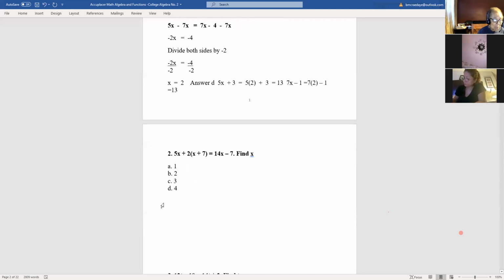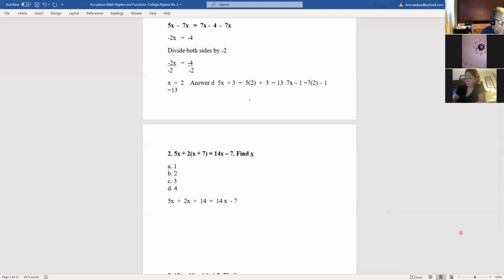Okay. Well, tell me what was your first step? You said 5x plus 2x, yeah, because you multiplied, right? 5x plus 2x plus what? Plus 14. And that's going to equal 14x minus 7.